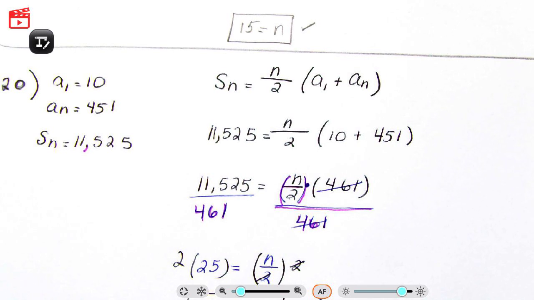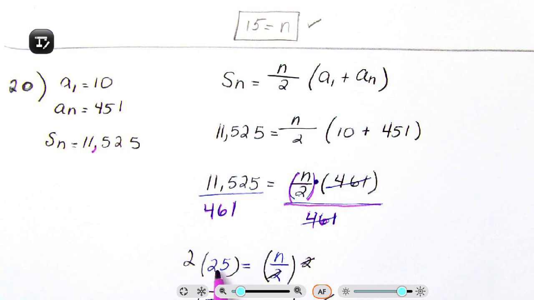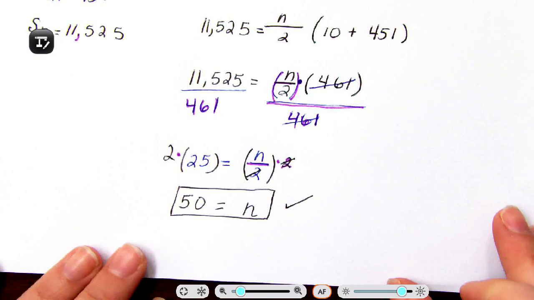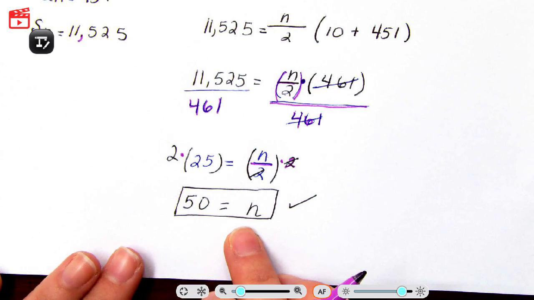11,525 divided by 461 is 25. Then I have n divided by 2 left over. Since I have n divided by 2, I multiplied both sides by 2. 25 times 2 is 50. So my n is 50.